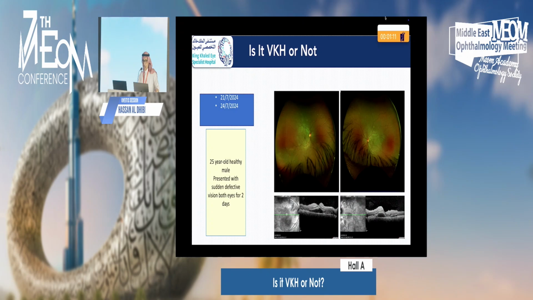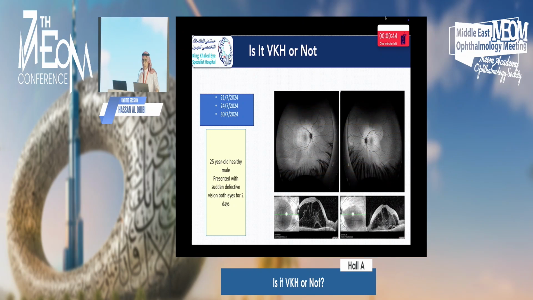Based on what we have, after primary investigation ruling out tuberculosis, syphilis, and hepatitis, we started the patient on IV methylprednisolone. After 3 days of a 1 gram dose of methylprednisolone, the subretinal fluid was getting less and less, and the patient was discharged home on oral prednisone. One week after, we found these pictures where the subretinal fluid increased, and the exudative retinal detachment increased as well.